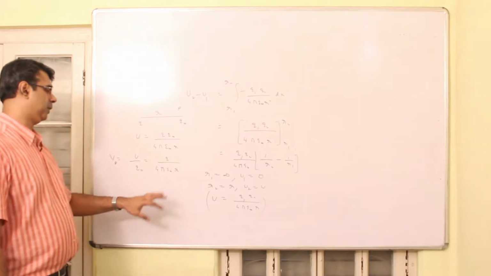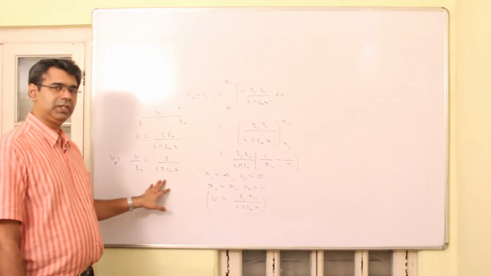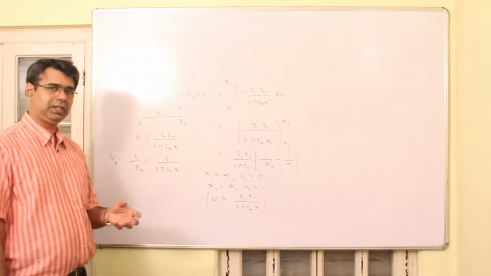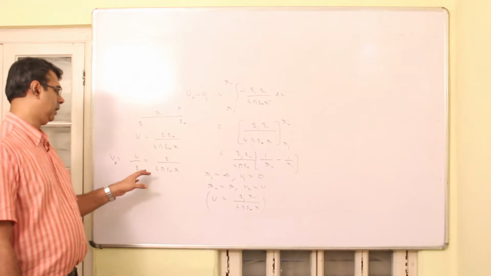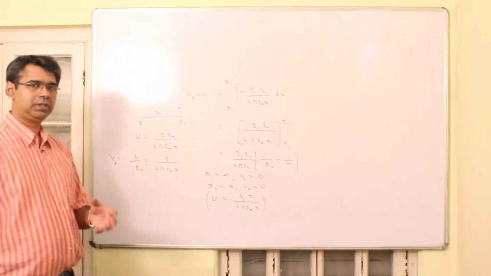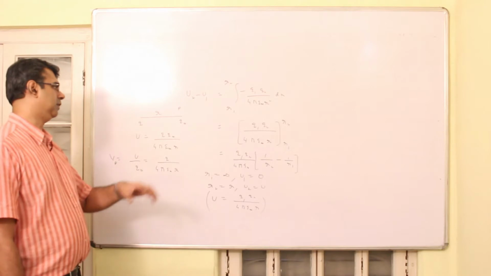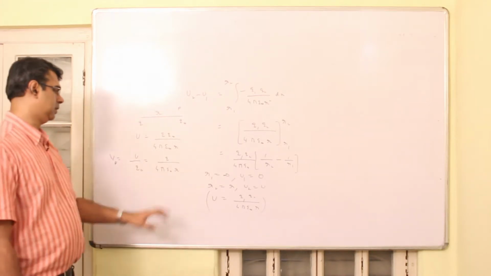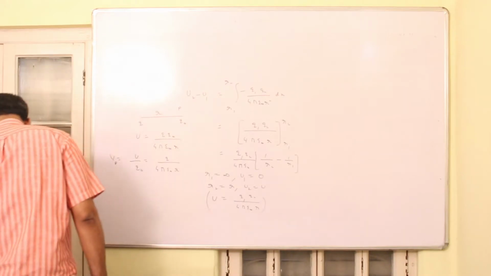If you want to give a purely physical definition of potential at a point, you can say that it is the work done by an external agent in bringing a unit positive test charge from infinity to that particular point. So this is the term potential.